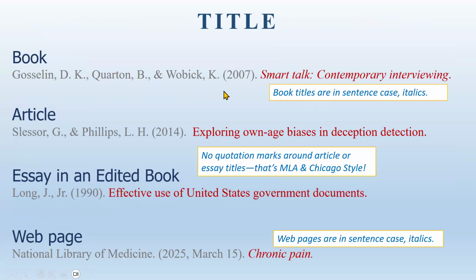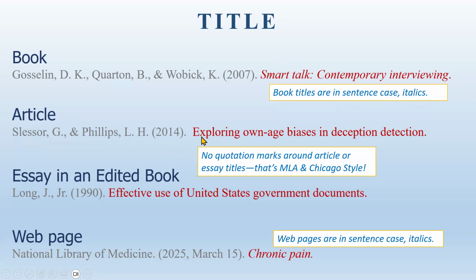So moving on to our next piece of information, my book title. Book titles are in sentence case, and they are also italicized, okay, slanty letters. And again, you put a period at the end of the full title.